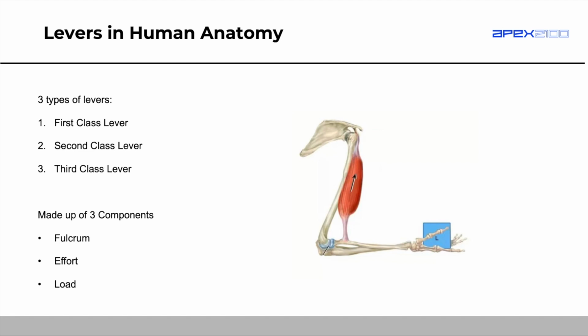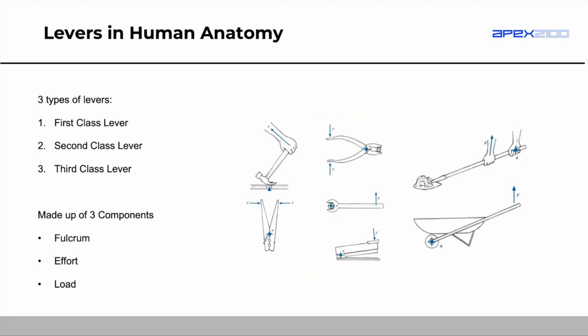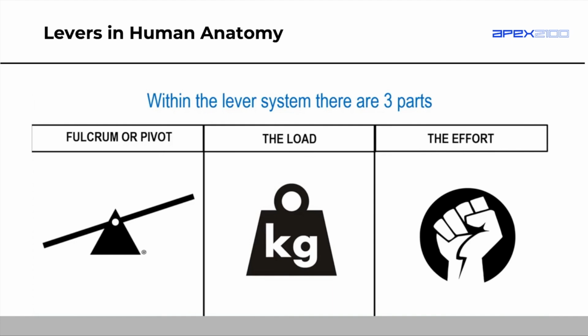Like I said, they can be in the body, muscles attaching to bones, moving loads that we might be holding, or they can be in the real world. All sorts of tools work as levers as well. So there are 3 parts within the lever system. There's a fulcrum, or a pivot point. The fulcrum is basically the pivot point, it's in the definition. It's the point that's going to move around. And the load is the weight that we're moving.